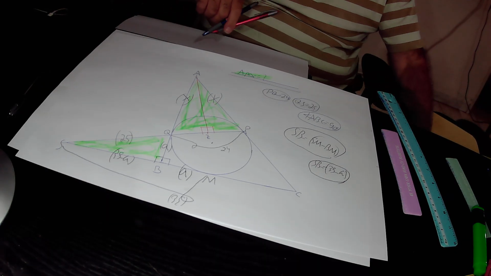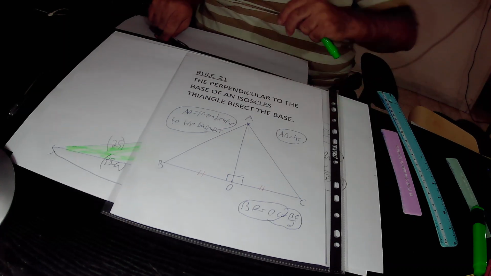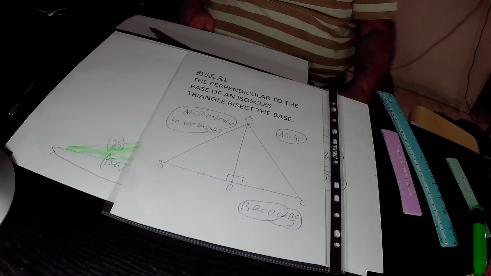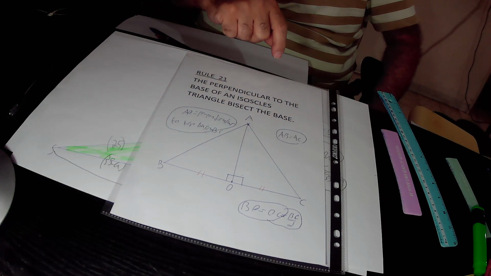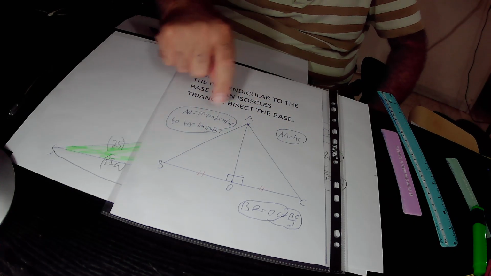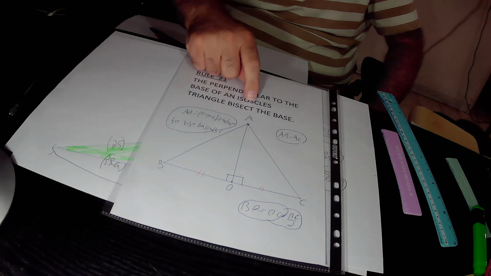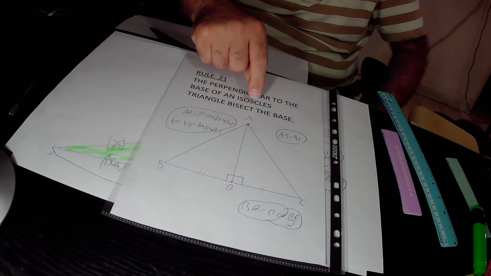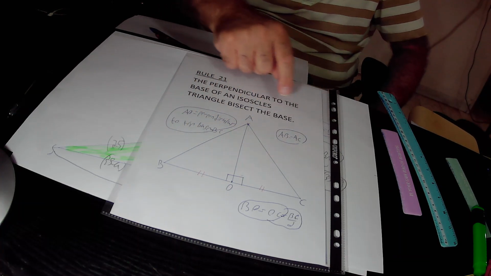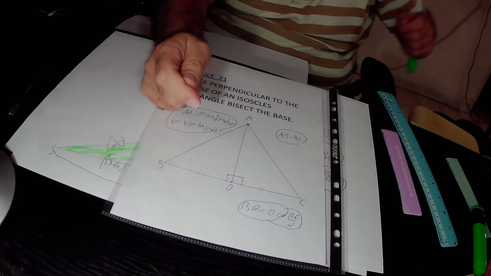So repeat quickly on rule 21. According to rule 21, the perpendicular to the base of an isosceles triangle bisects the base. So in the drawing, triangle ABC is an isosceles triangle because side AB equals side AC. From the vertex A, we do perpendicular AO to the base BC. Therefore, this angle equals 90 degrees, and this angle also equals 90 degrees according to our construction.